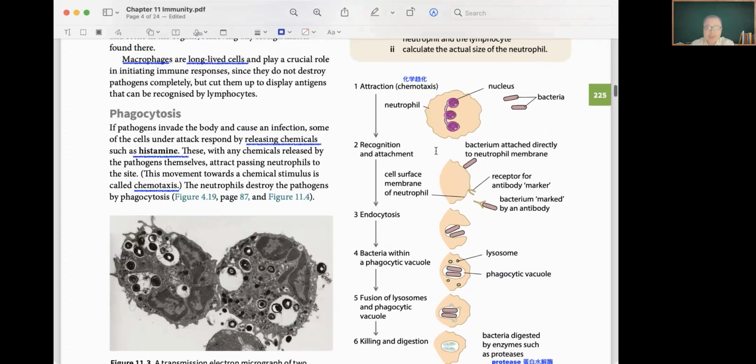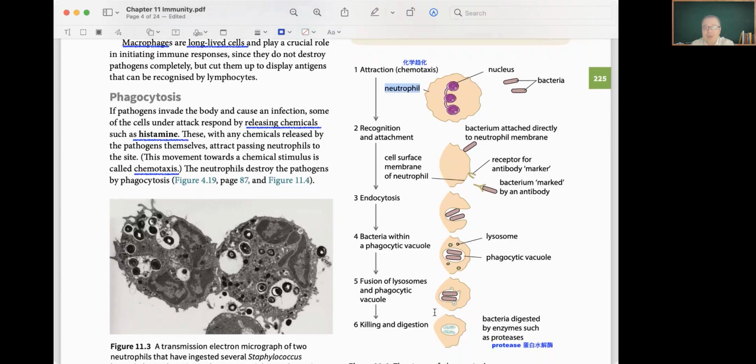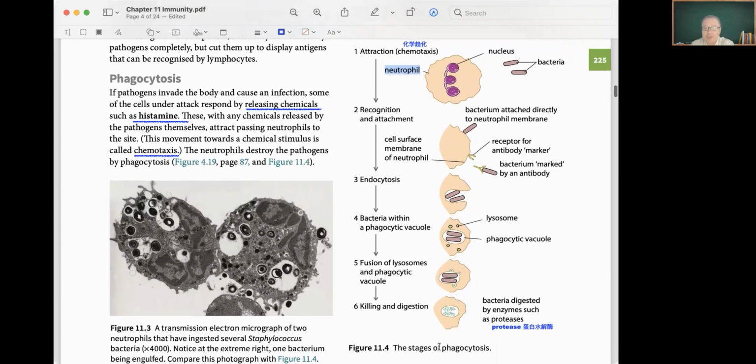As we can see in this picture, it is talking about the neutrophil. Actually the neutrophil, 中性粒细胞, is in joint efforts with the macrophage to form the phagocytosis process, endocytosis, and at the end of the killing and digestion, the digested bacteria will get out of the macrophage by exocytosis, right?